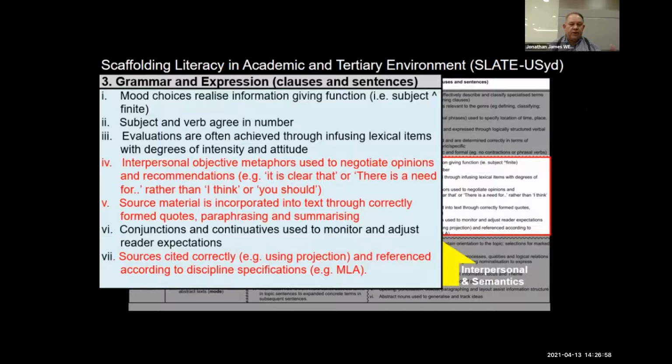Grammatically, how does this come across? Using what we call interpersonal objective metaphors, so that you can take what is your opinion, your recommendation, and say it like this: it is clear that, or there is a need for. You don't say I think, you don't say you should. Instead, you put it in more impersonal terms. You use source material incorporated throughout, citing those sources.